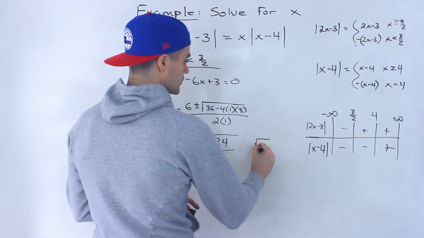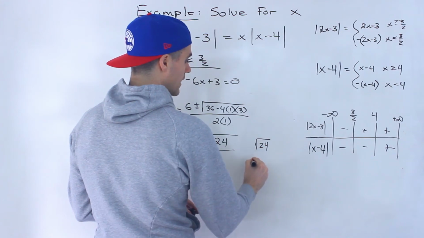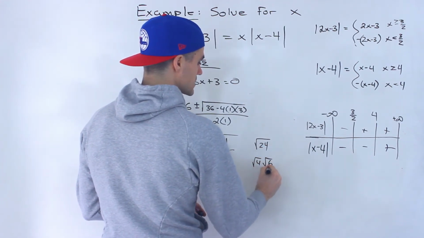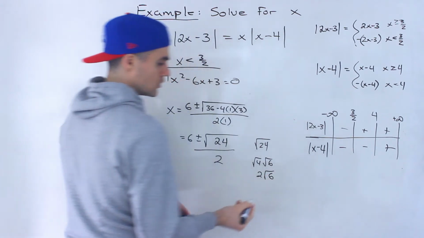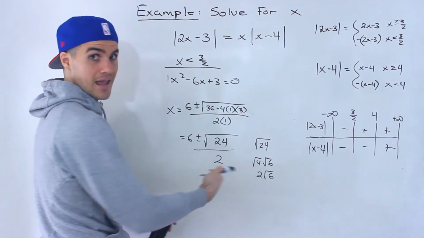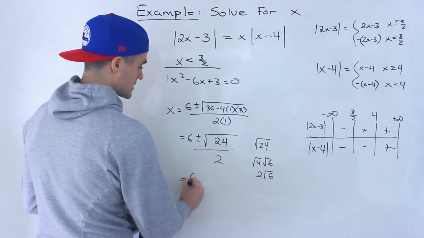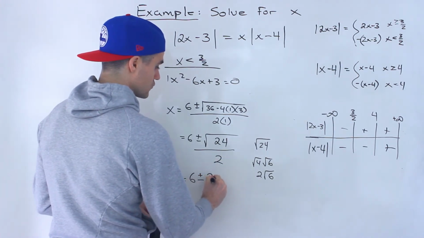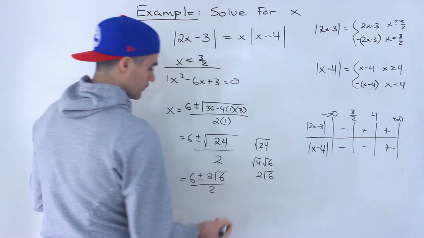Now the square root of 24 we can rewrite as the square root of 4 times the square root of 6, which would be 2 root 6, like that. So square root of 24 is the same as 2 root 6. So we'd have 6 plus or minus 2 root 6 all over 2.